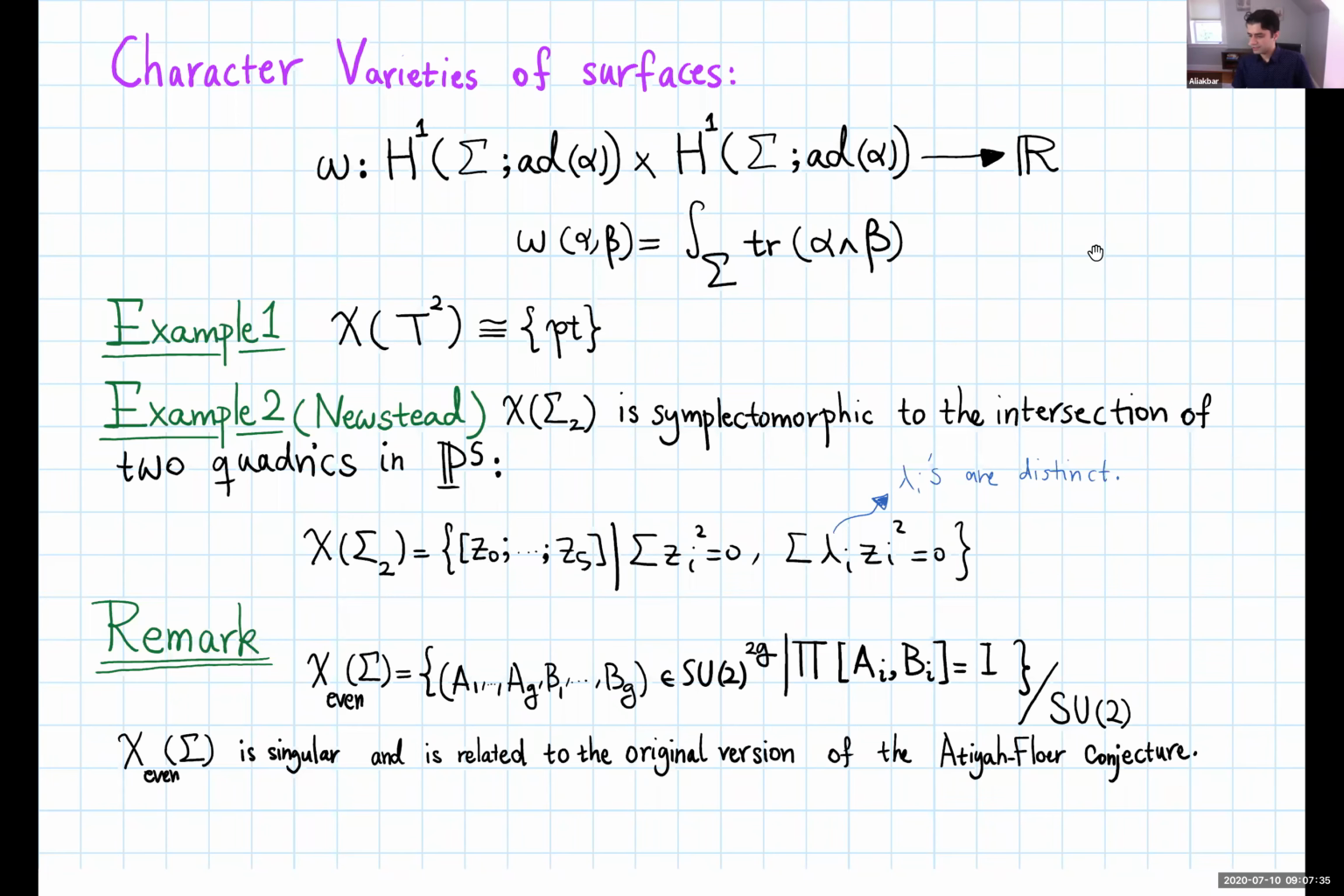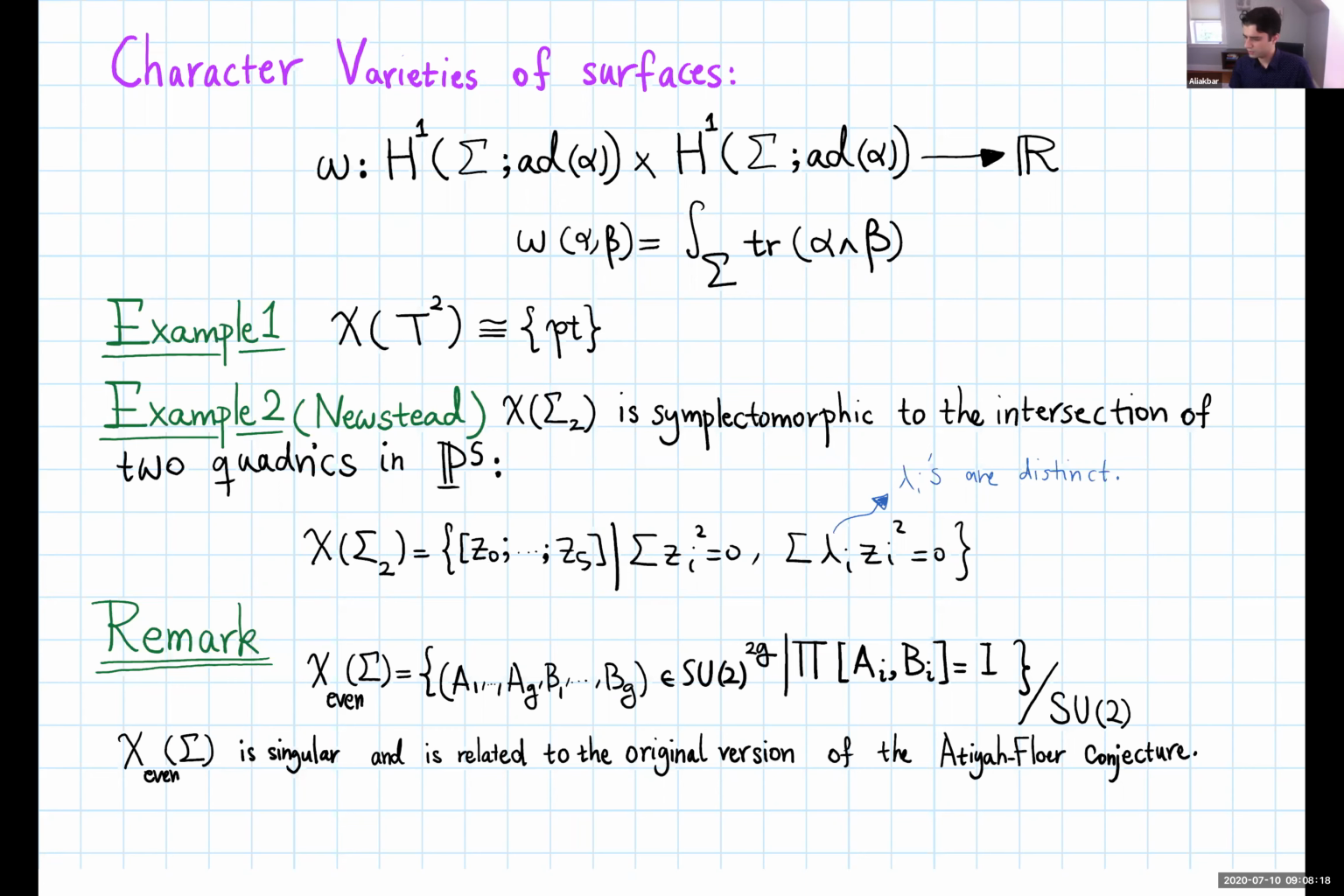And this singular manifold is related to the original version of the Atiyah-Floer conjecture. So if people are interested, I can tell a little bit about this in the discussion part of the talk: some variation of the Atiyah-Floer conjecture, how it's supposed to be related to the original version, and some proposals about how this can be defined in the case that we use this even character variety of sigma. But for the rest of this talk, I'm not going to look at this space. As I said, this is a singular space, and things would be much more complicated in that case.